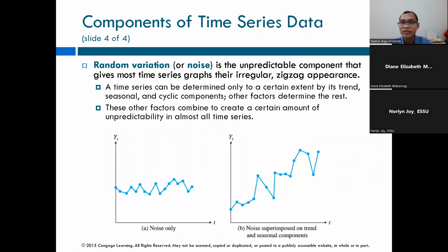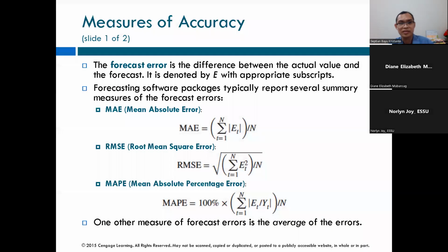However, if you have some pattern and you cannot predict your data, it could be that your data is irregular, or maybe with zigzag patterns. We can classify it as random variations, or in simple terms we call it noise variables. What is the meaning of noise variables? The noise could be a combination of certain and uncertain, or unpredictable, data in your data analysis.